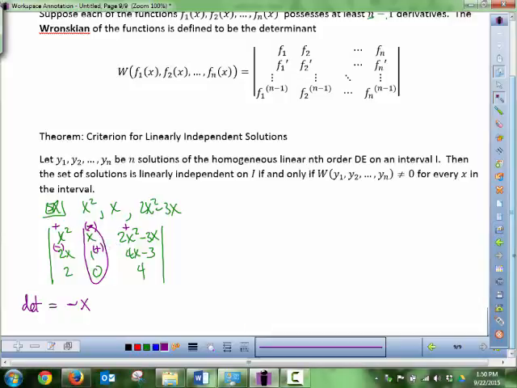Now what you need to do is cross out whatever number you're working with: that particular row and that particular column. I'm expanding on x first, so I'm going to cross out the row that x is in and the column that x is in. What do I have left? I'm left with the matrix 2x, 4x minus 3, 2, and 4. And then I'm going to take the determinant of that.